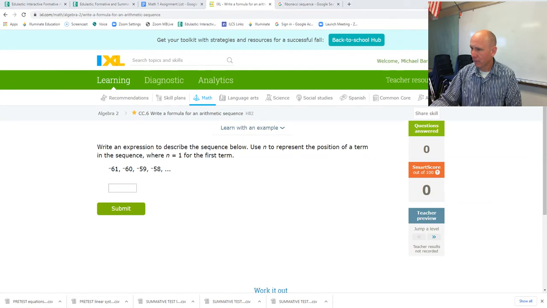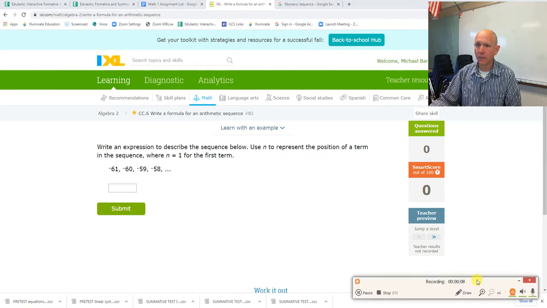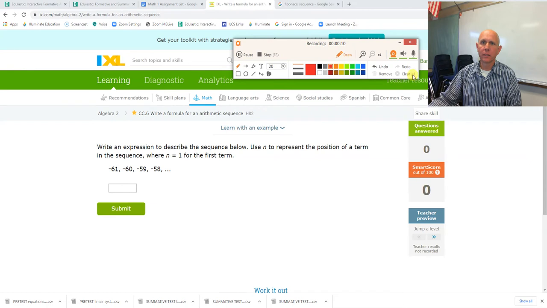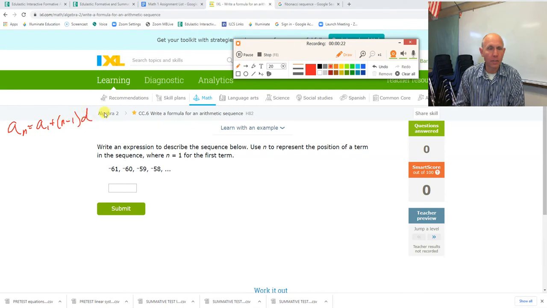It's all based off of a formula that I'm about to give you. Here it is. A sub n equals a sub 1, so the value of the first term, plus n minus 1 times the difference. And so we're just going to plug stuff into it and see what happens.